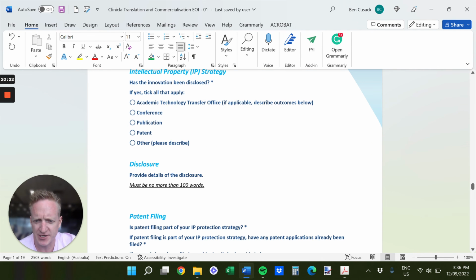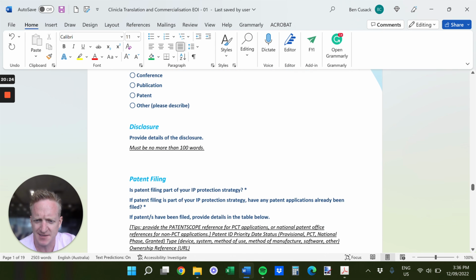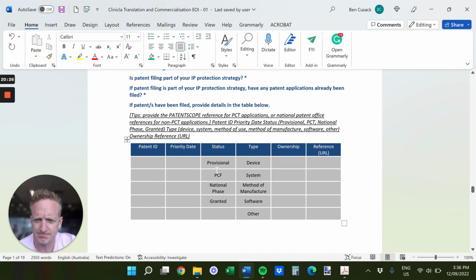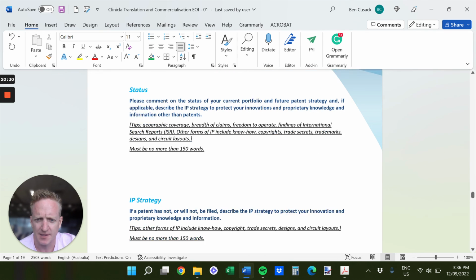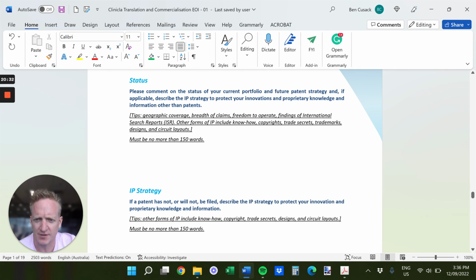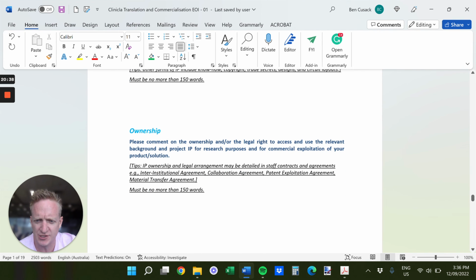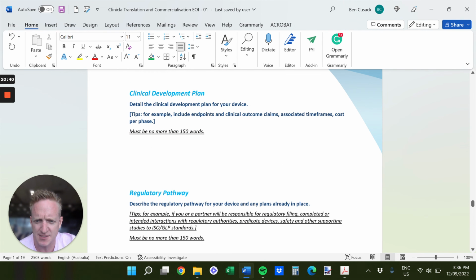Okay, IP strategy. Obviously, you want to have it, or have a good strategy for IP. Obviously, if you haven't got it, this is all going to be in public, so just make sure that you're compliant with your IP policy and your strategy. Make sure you're going to own it.